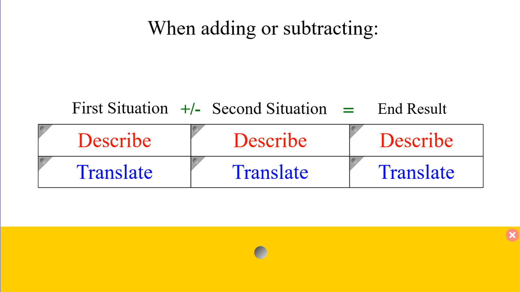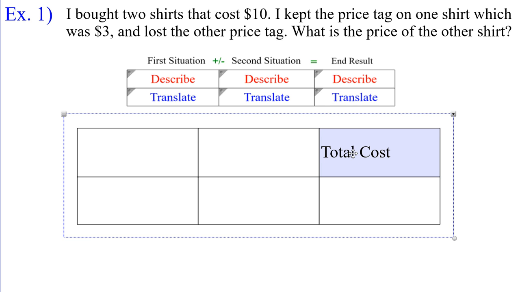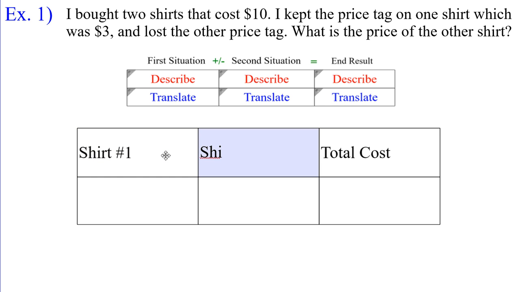So let's take a look at this one problem and see how that works. It says, I bought 2 shirts that cost $10. I kept the price tag on one shirt, which was $3, and lost the other price tag. What is the price of the other shirt? So what we know and what we don't know, right? We know that this was the total cost, so I'm going to type in this box, total cost. Over here, I have shirt number 1, and over here, I have shirt number 2. Okay, we can at least agree on that much. Based on this information, we're going to fill in what we know. I bought 2 shirts that cost $10, so that $10 is going to go into this total cost box.